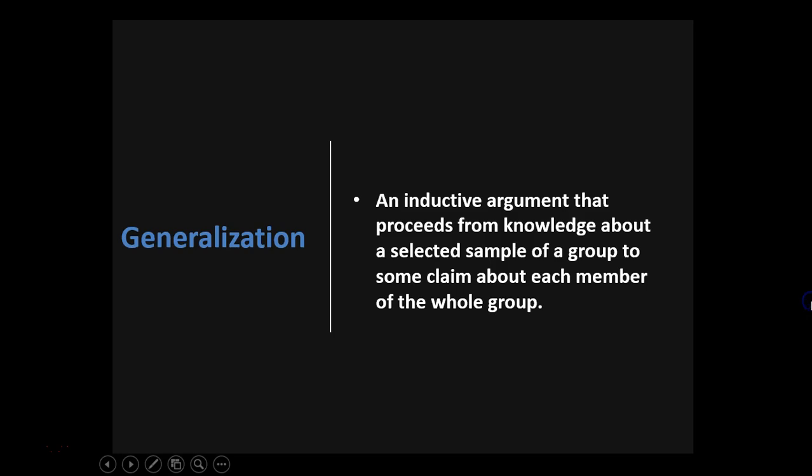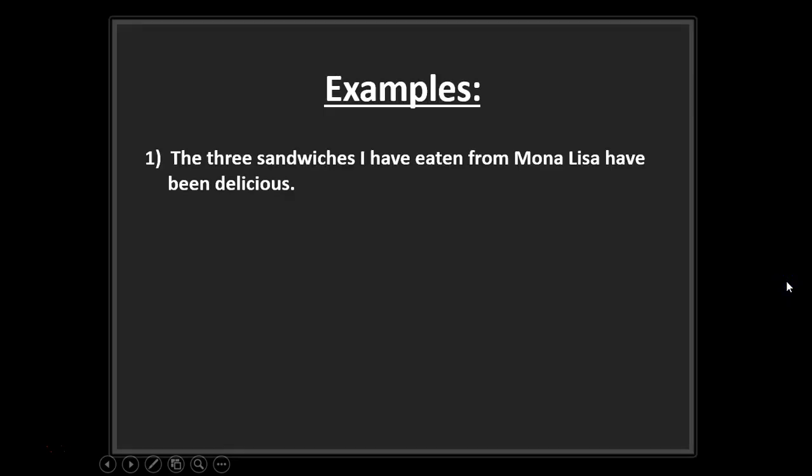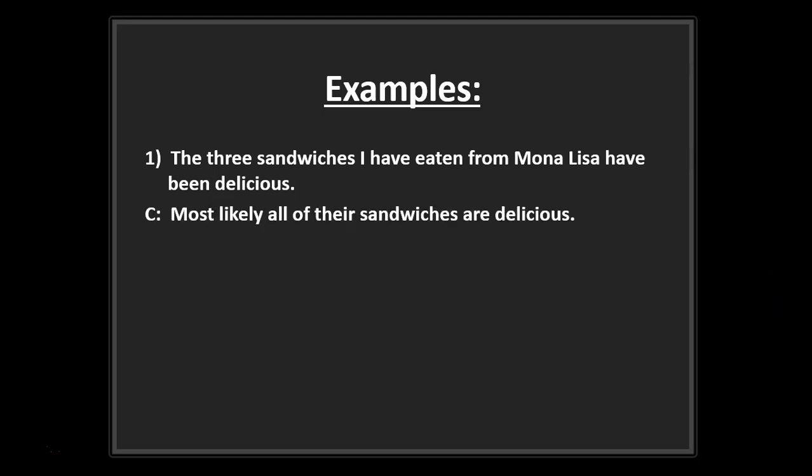Next, generalization. That's an inductive argument that proceeds from knowledge about a selected sample of a group to some claim about each member of the whole group. We do this consistently as well. Let's look at some examples. The three sandwiches I have eaten from Mona Lisa, a restaurant, have been delicious. So most likely all of their sandwiches are delicious, right? Even if this is true, the conclusion doesn't follow necessarily, but probably. I've had three sandwiches, so most likely all of their sandwiches are delicious. Now keep in mind also that we're not evaluating these arguments yet.